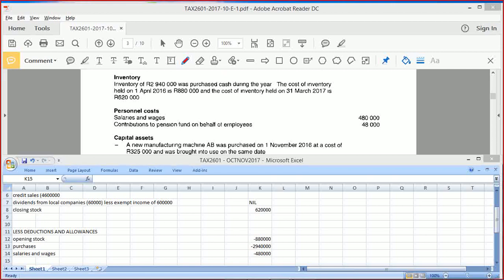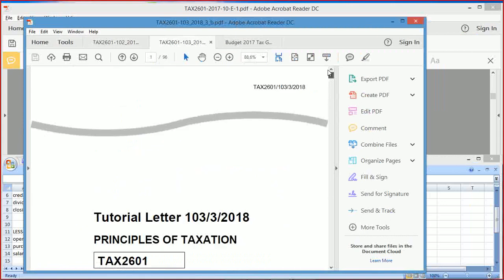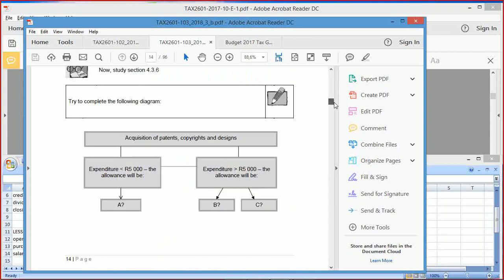Okay, wait, sorry. Where do you see contributions to a pension fund on behalf of employees? Page 16, book 2. Contributions made by an employer to pension, provident, and benefit funds. I am in book 2, aren't I? Page 16. Yes, sir. After bad debts and doubtful debts. Oh, that's book 1, you mean? No, sir. Study guide 2 of 2, sir. Yes, it's under the general deduction formula. Have a look. Page 16.